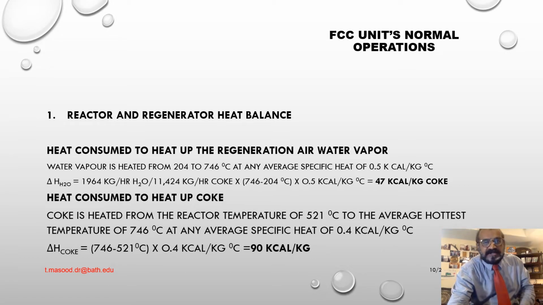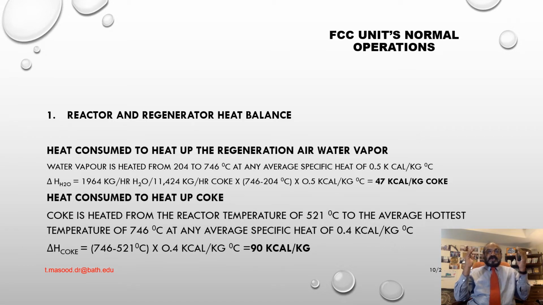Next topic: heat consumed to heat up the coke. Coke is heated from the reactor temperature of 521 degrees C to the average hottest temperature of 746 at an average specific heat of 0.4 kilocalorie per kg degree Celsius. Delta H coke is equal to 746 minus 521 degrees Celsius times the specific heat of 0.4 kilocalorie per kg, which is equal to 90 kilocalorie per kg coke. So the heat consumed to heat up the coke is 90 kilocalorie per kg.